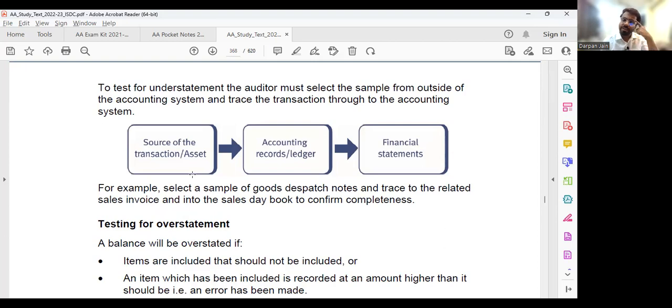Just imagine in your head that if you're starting from your financial statements and then going to the external source, what are you doing? You are checking whether what has been recorded is actually there or not. That means existence and occurrence. Whereas if you're starting from the outside source and then moving to the financial statements, you're looking at whether all of these things have actually been recorded in the books of accounts. That is a check for completeness. So it's logical, very logical.